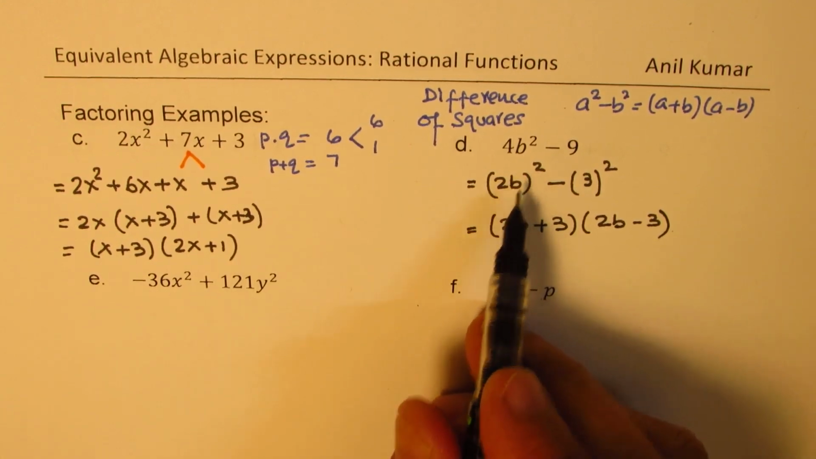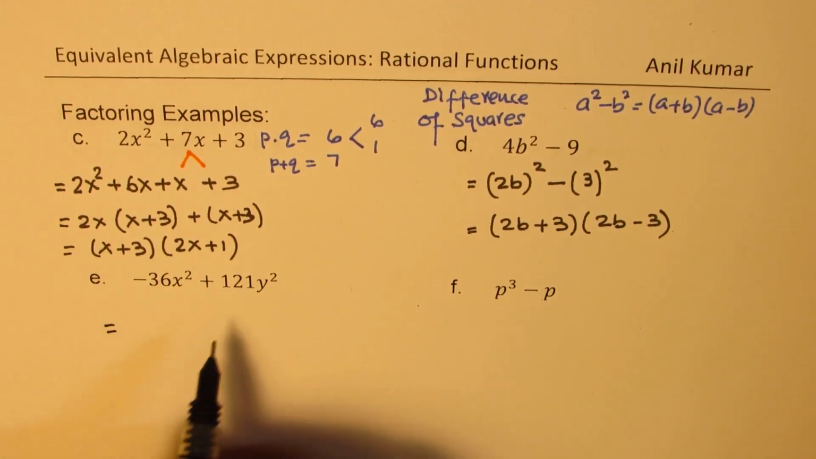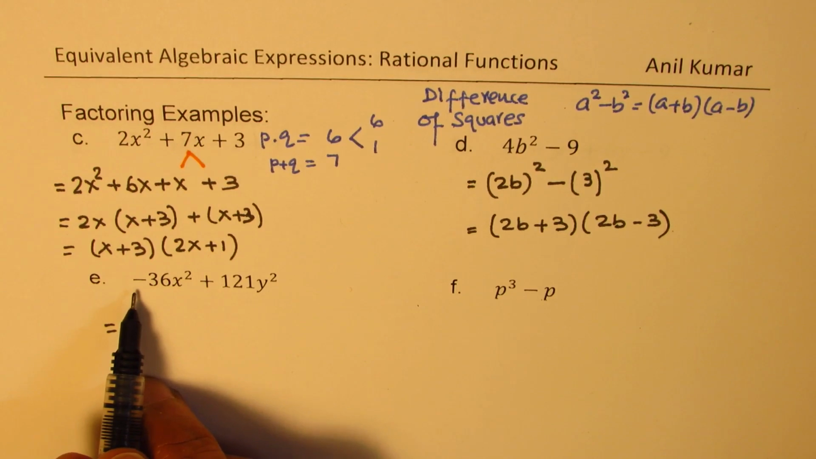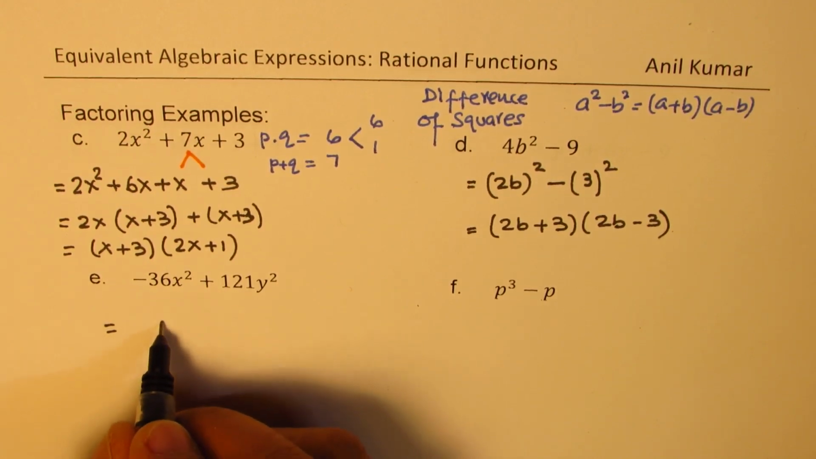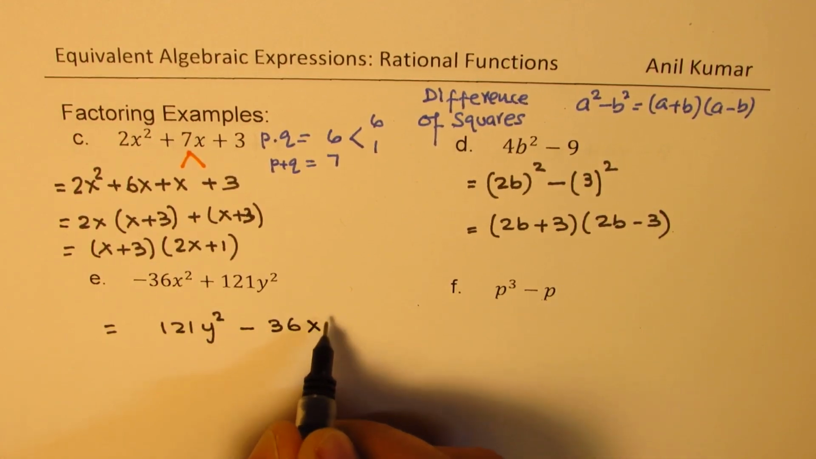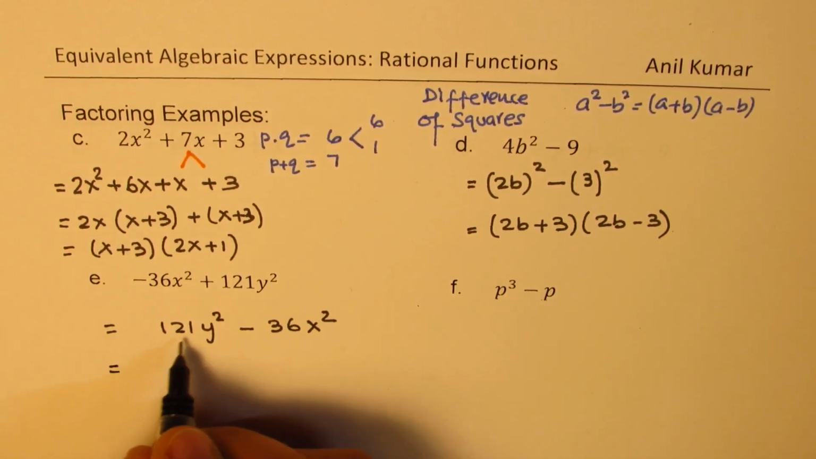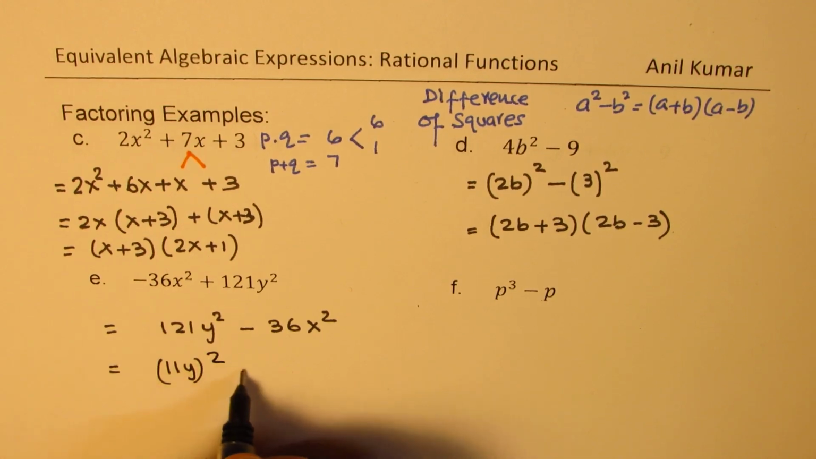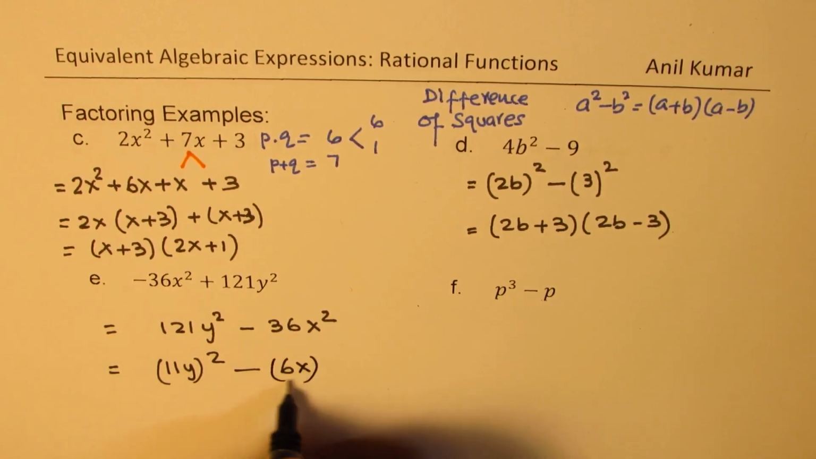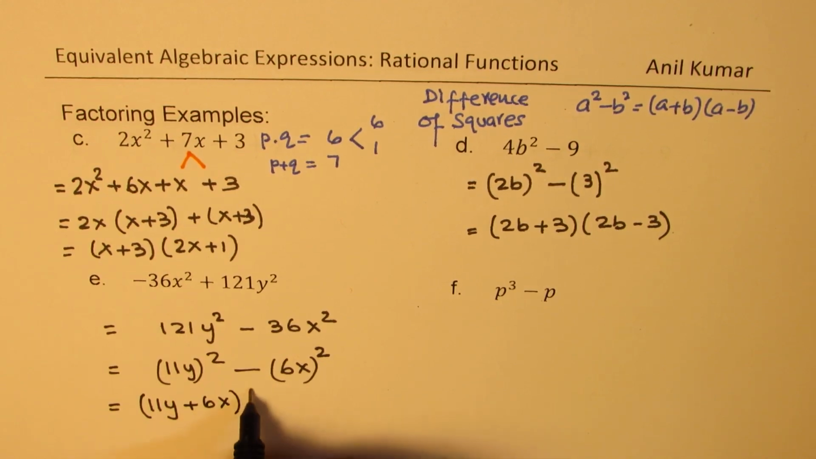E is very similar to D. I'd like you to pause the video and solve this. Now here, the only thing is that we have kept the minus first, right? If you want, you can think like this. You can think like 121y squared minus 36x squared, right? Not exactly the difference of squares as we are used to looking at, right? So this is 11y whole squared. So that is the thinking process, right? And 6x whole squared. So we see it is indeed a difference of squares, and so it can be factored as 11y plus 6x times 11y minus 6x.